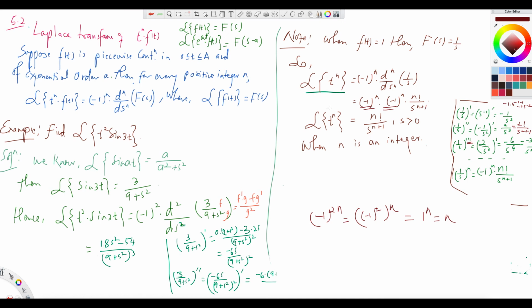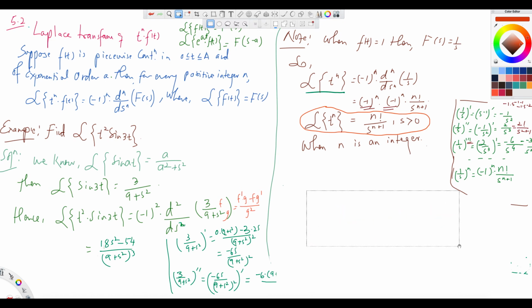So what we got is this formula. If you are finding the Laplace transform of t to the n, then the formula is n factorial over s to the n plus 1, where s is positive. And one direct application of that, let us see an example.